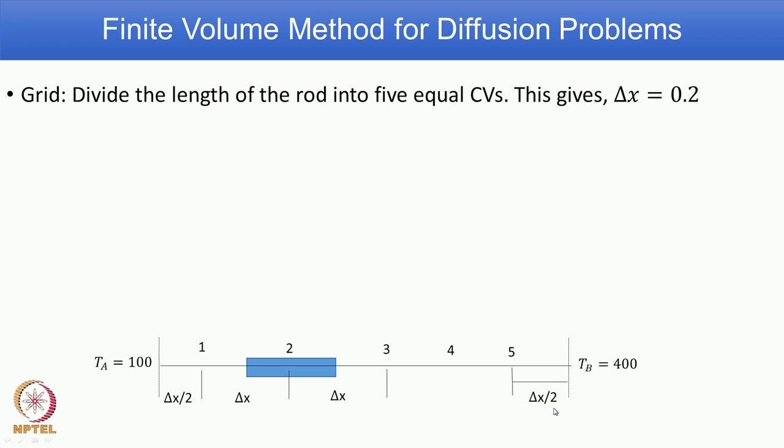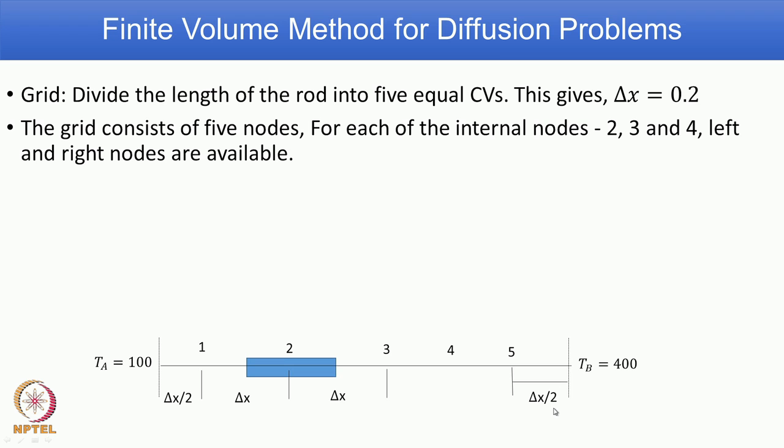So, the grid consists of 5 nodes, and you are able to distinguish node 2, 3, 4 are internal nodes. Node very near to the left boundary is node number 1, node very near to the right boundary is node number 5.